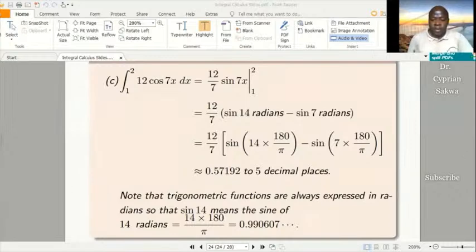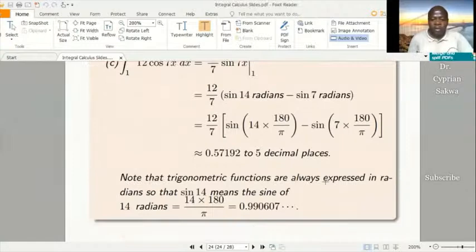So I've just explained what I mean by radians. Trigonometric functions will always be expressed in radians, so that when I talk of sine 14, this means the sine of 14 radians. It's the sine of this.